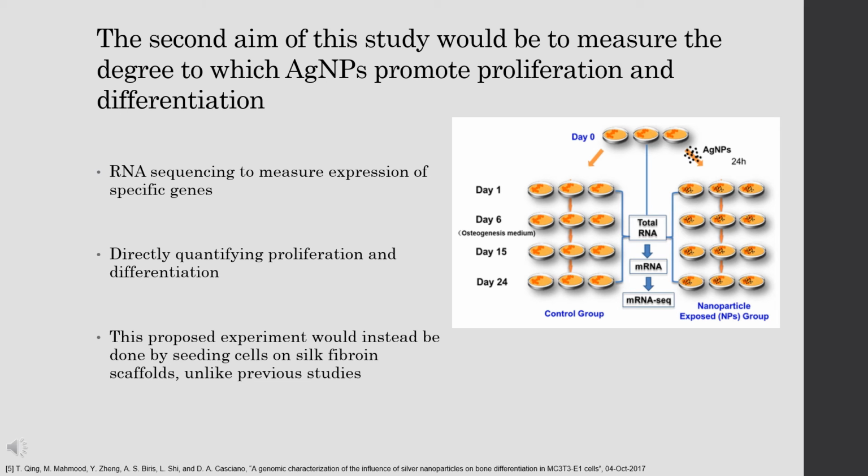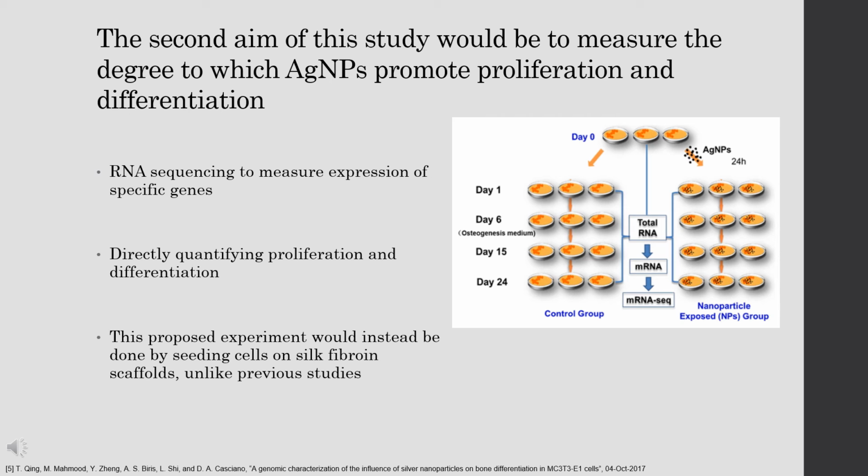A similar experiment could be done by instead seeding cells on silk fibroin-based scaffolds with and without silver nanoparticles, and then comparing the difference of proliferation, differentiation, and gene expression between the two. This would be important to do because the interactions between the cells, the scaffold, and the silver nanoparticles could lead to unexpected results.